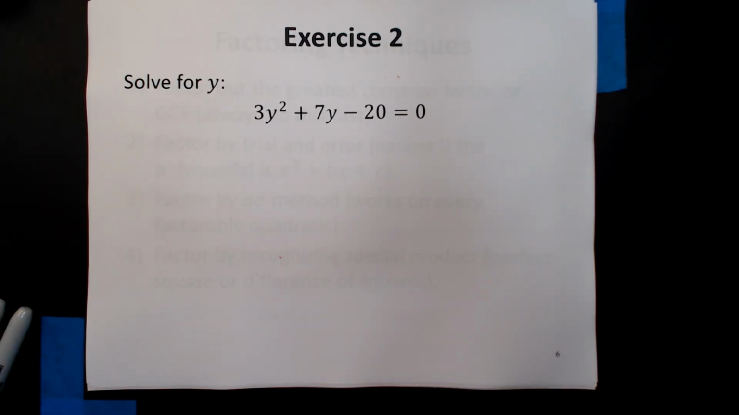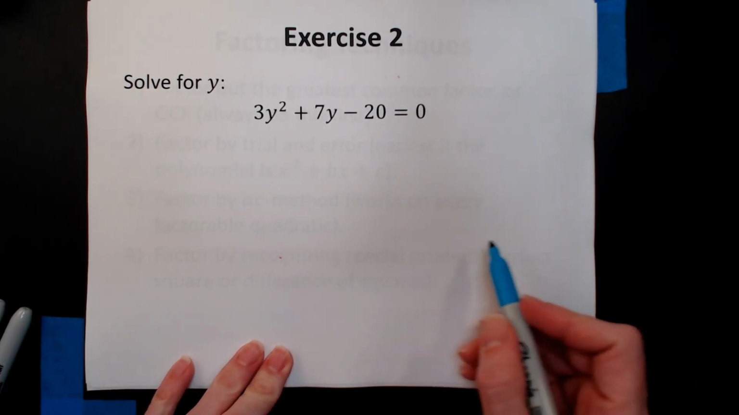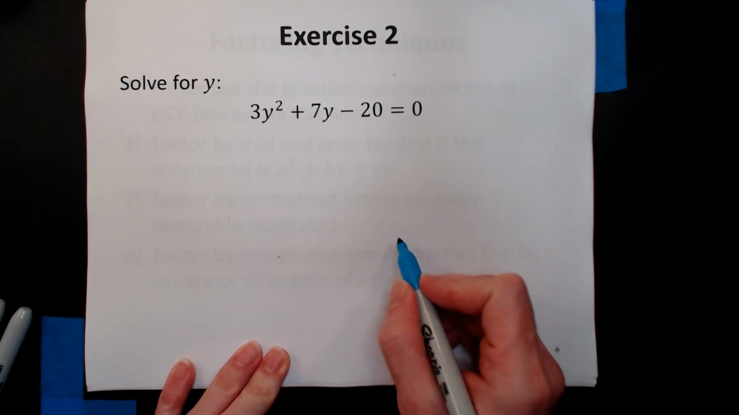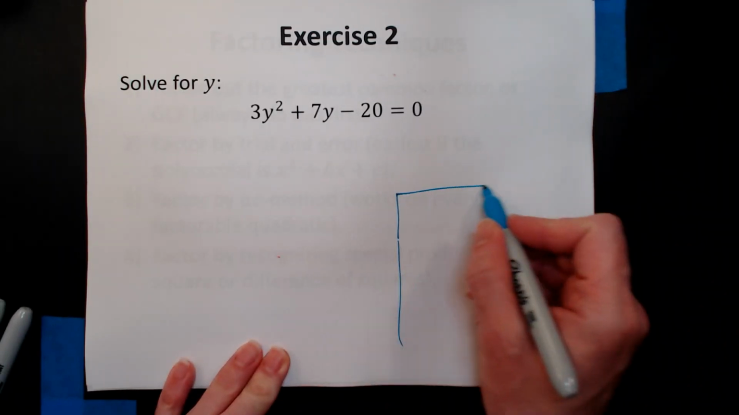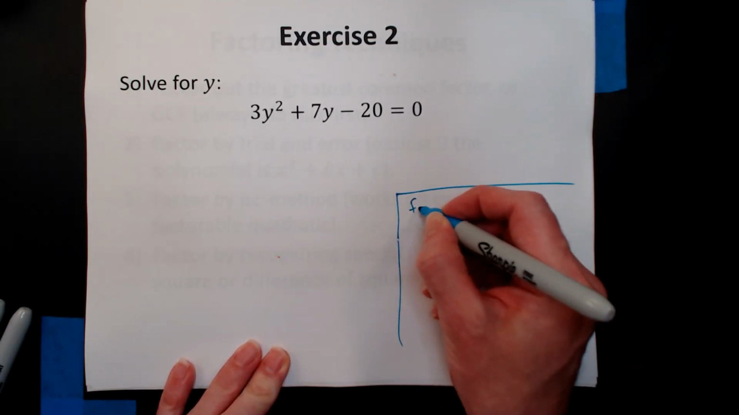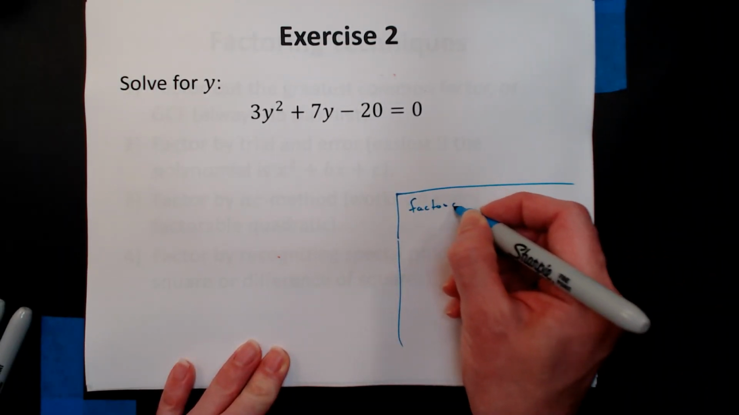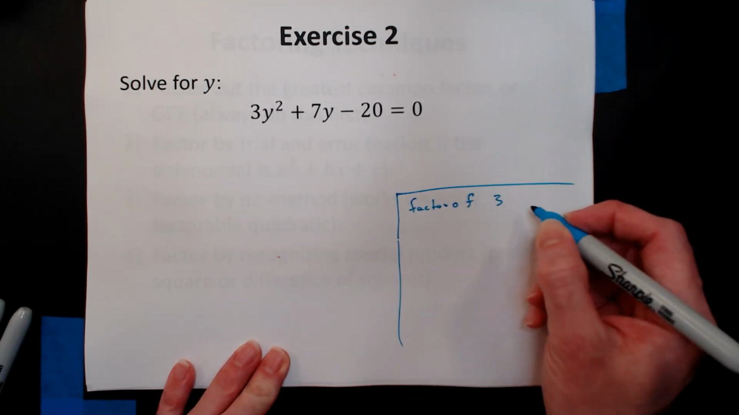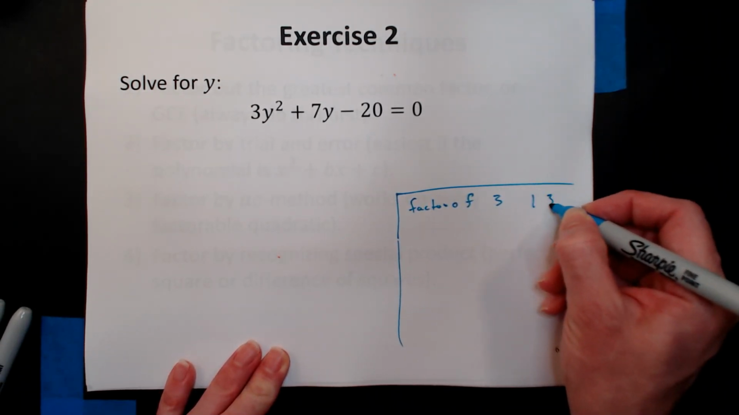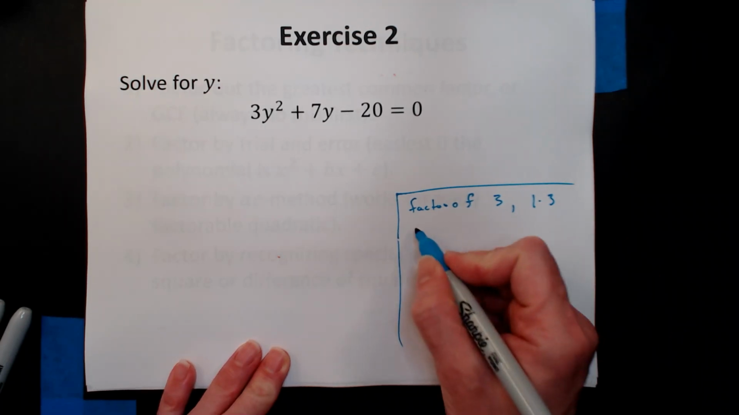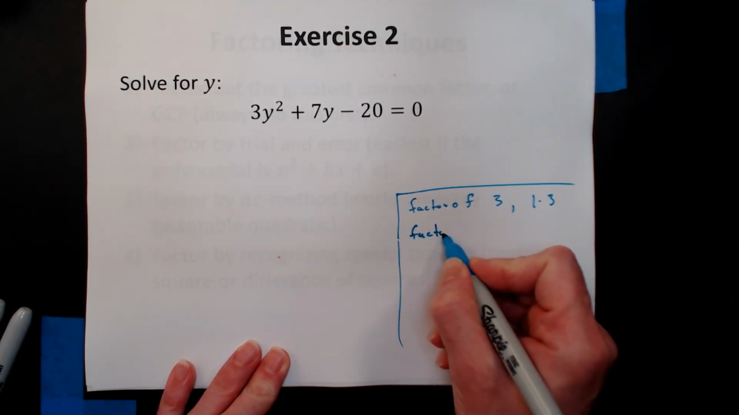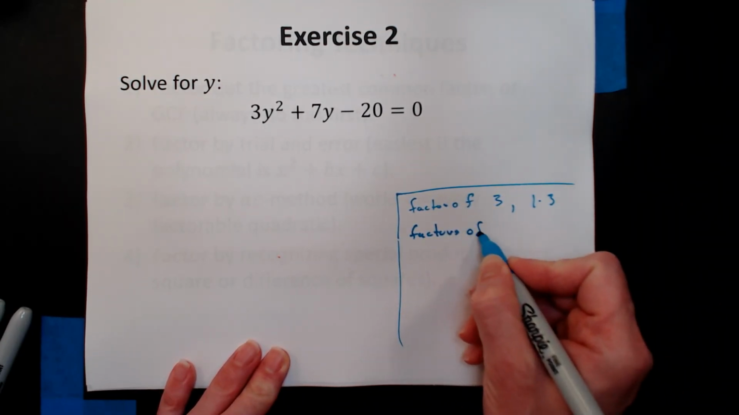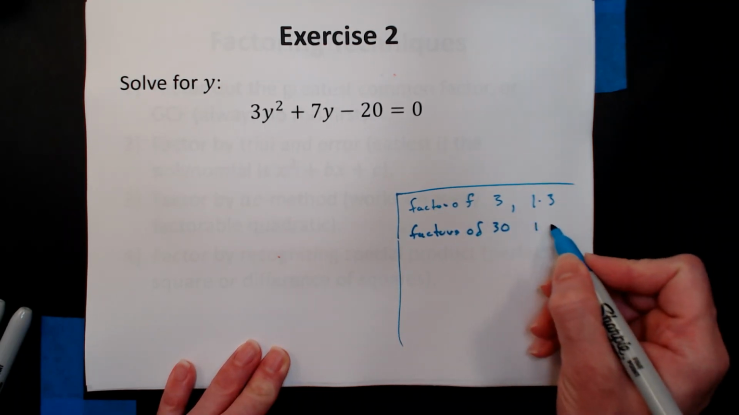So looking at this, I'm going to go off to the side somewhere, let's say right here. I'm going to say, what are my factors of 3, which are going to be 1 and 3, factors of 30, which would be 1 and 30.